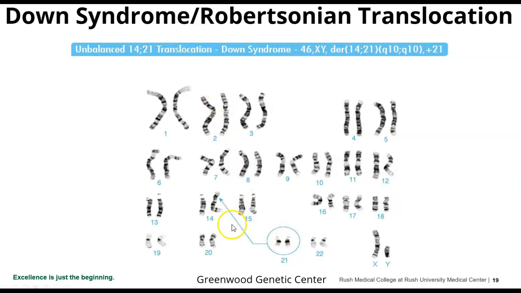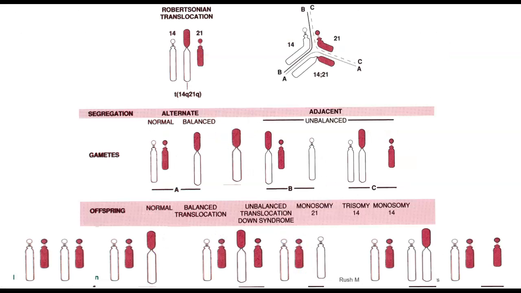But here's actually a copy of 21. It's attached to 14, and here's 2 more. So this is known as a Robertsonian translocation. About 1% of the population carries a translocation. If one individual has, instead of 46 chromosomes, 45, they have a 14 and a 21 together. The short arms of these chromosomes, known as acrocentric chromosomes, are repetitive DNA.